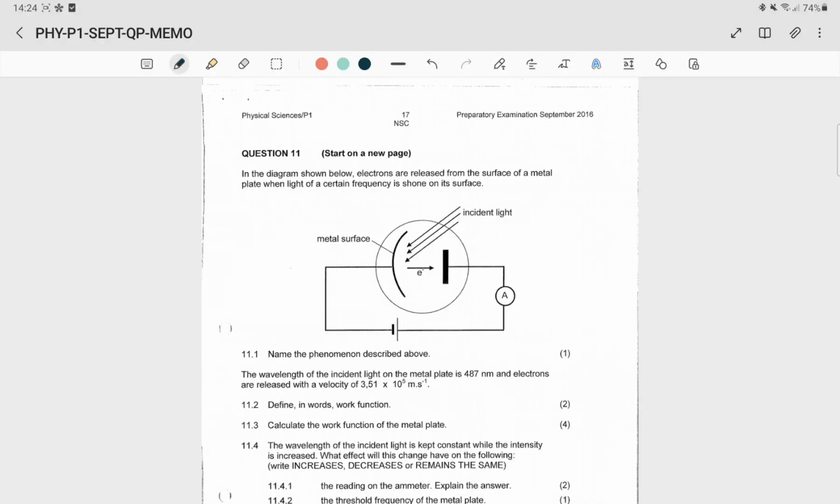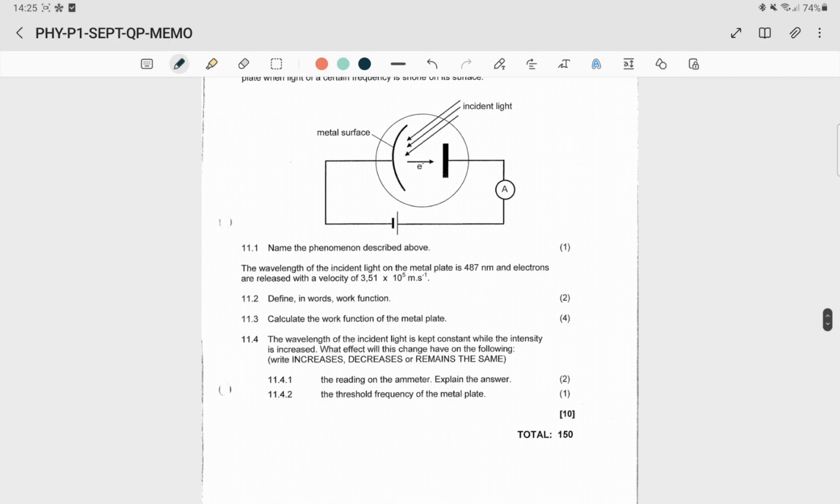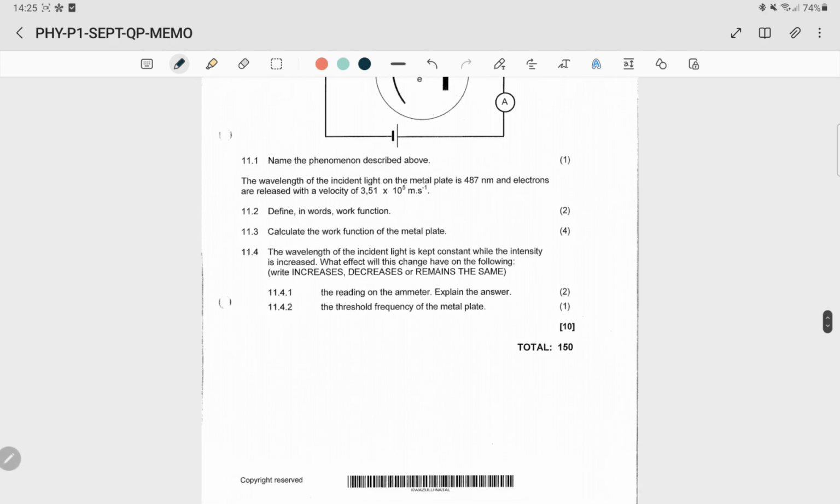In the diagram below, electrons are released from the surface of a metal plate when light of a certain frequency is shone on its surface. 11.1. Name the phenomenon described above. So that's the photoelectric effect.